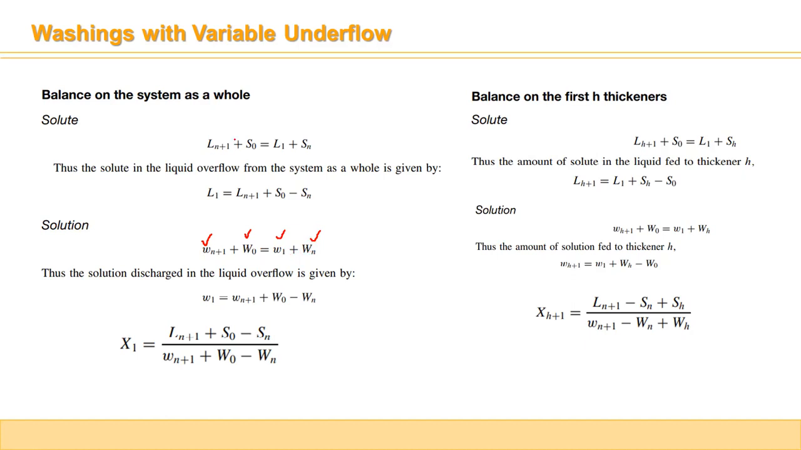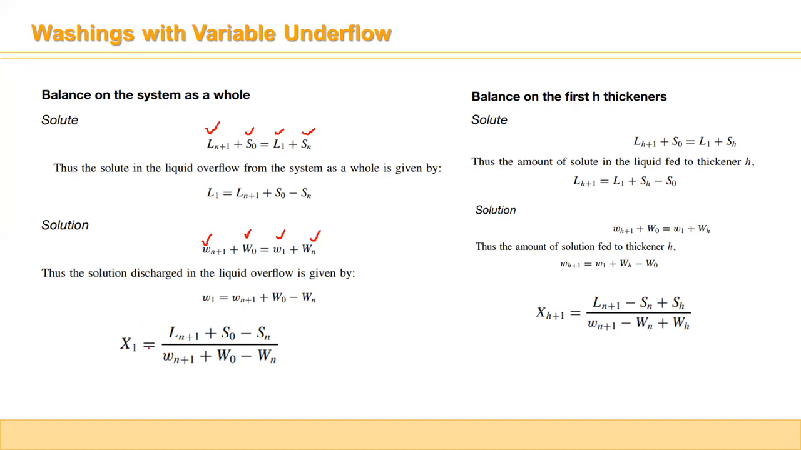Now, you can also do solute balance. So this one is the solute in the feed. This one is the solute in the final slurry or the slurry from the end thickener. This is the solute present in your wash water, if there is any. If none, then none. And this is the solute present in your thickener number 1. So you just do your usual material balance.